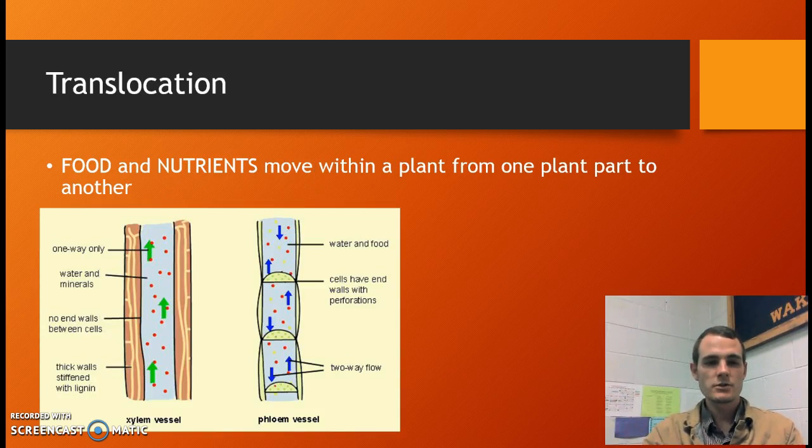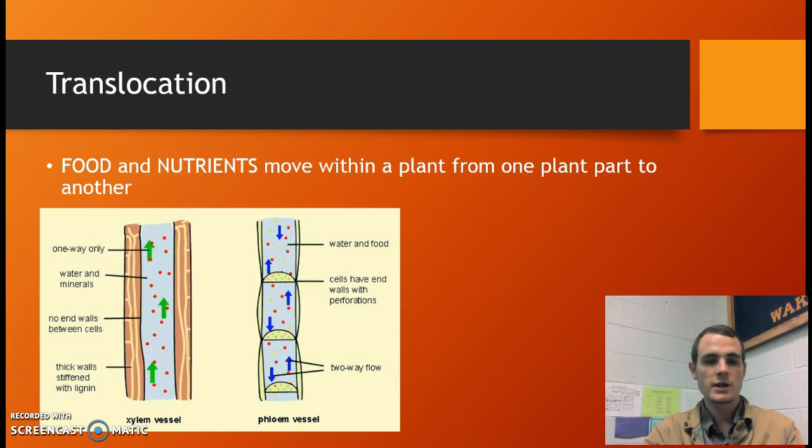Translocation. Translocation is the movement of food and nutrients throughout a plant from one part to another. So a plant may want to move the glucose it produces through photosynthesis down throughout the rest of the plant so that it can grow, or it may want to move nutrients and water from the roots after it absorbs it up to the leaves so the leaves can stay turgid.